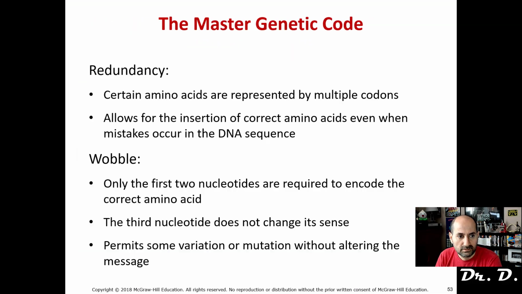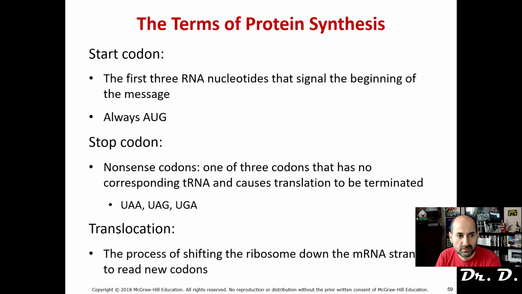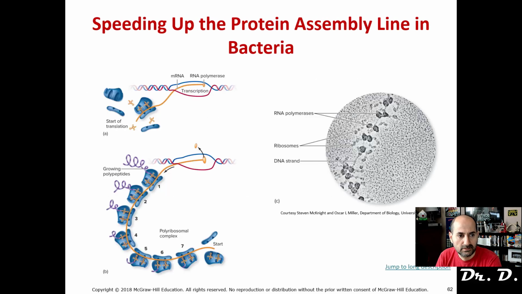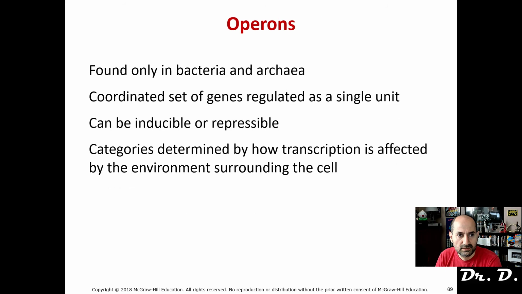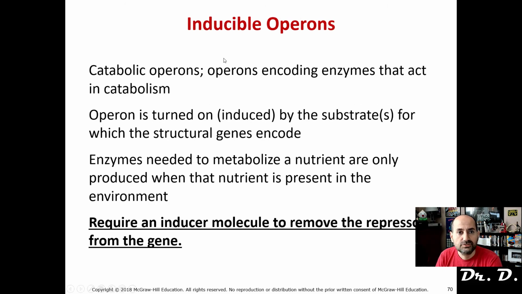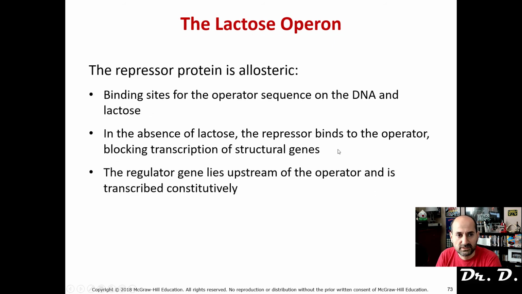What else should you know? Let's keep going. Okay, I'm just going through till I find something that I want to emphasize. Oh, inducible operons. I don't know if this is in your notes or if I've added it recently, but please know an inducible operon requires an inducer molecule to remove the repressor from the gene. And repressible operons are normally turned on, right? So remember those concepts. Very important here.